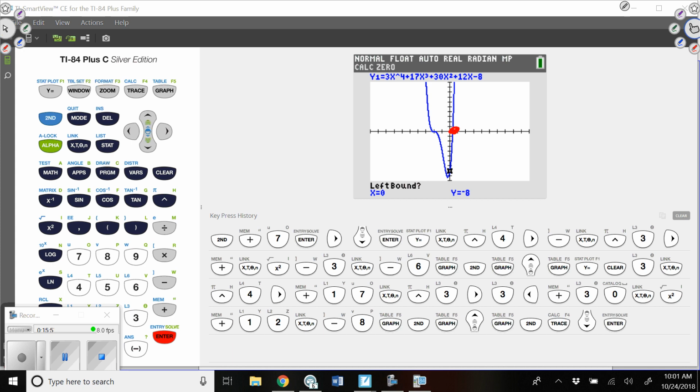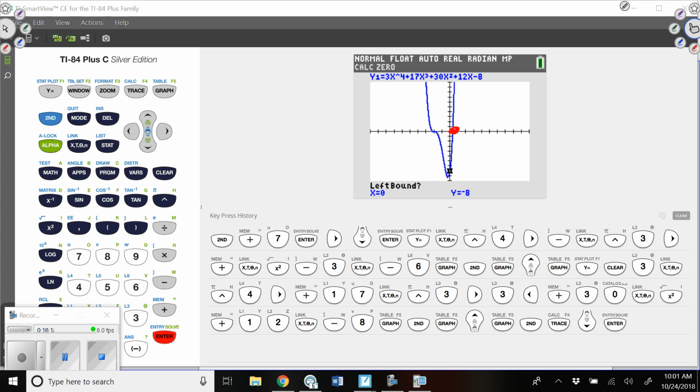the calculator is asking you, because there's more than one 0 on your graph, right? So it's like, which one do you want to find? So I need to tell it to the left or below the x-axis, and then it'll say right or technically above the x-axis. I have to say, look in between here and here and tell me where that answer is. Okay, that's what it's asking for. It needs direction. Where do you want me to look?